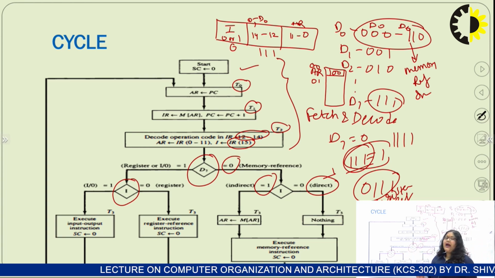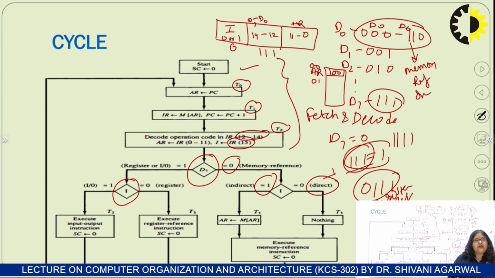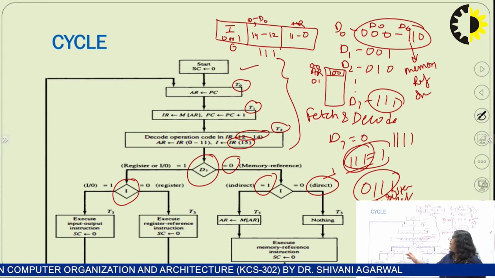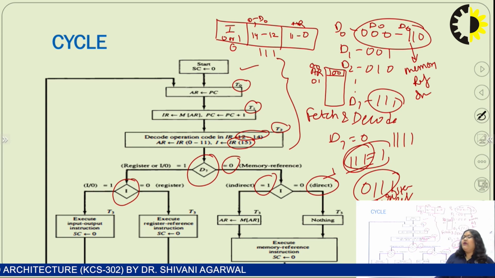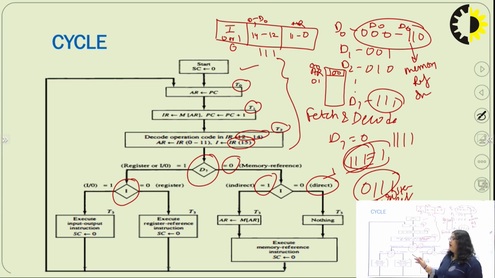When D7 is high, it is register reference or input output, but it depends on the bit I. When I is 0, it is register reference. When I equals 1, it is the input output reference. Same on the next side, that is D7 is 0, meaning D7 is absent over there.